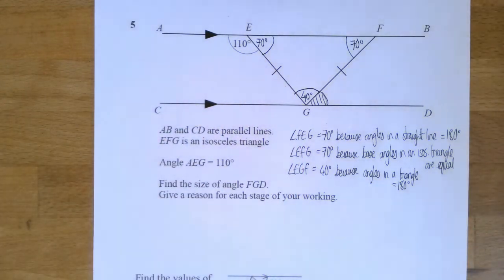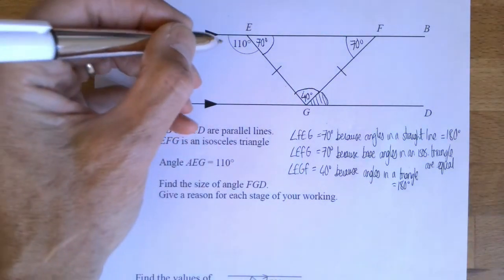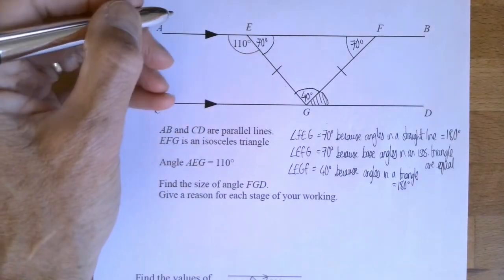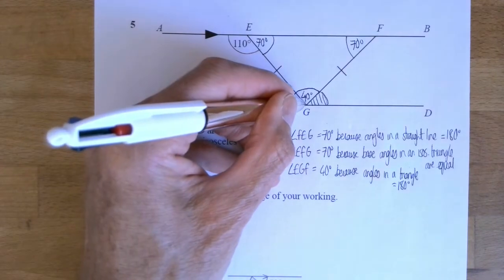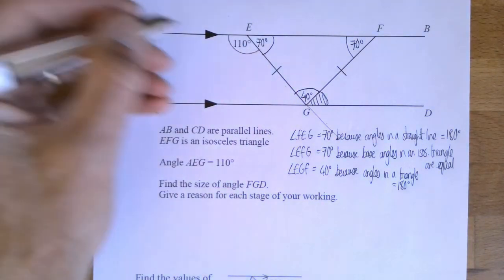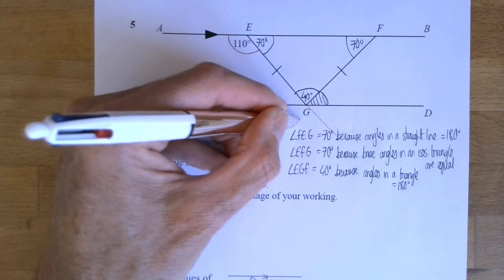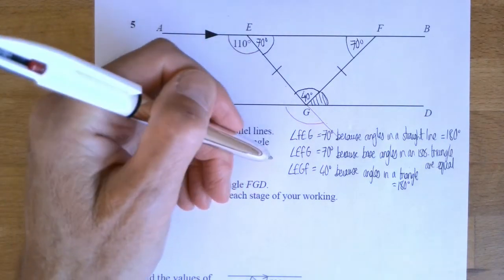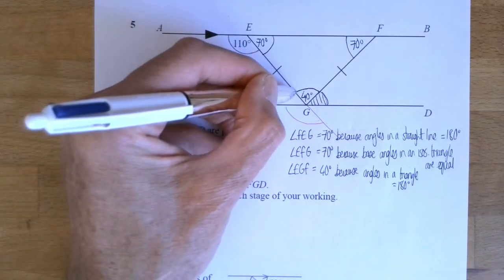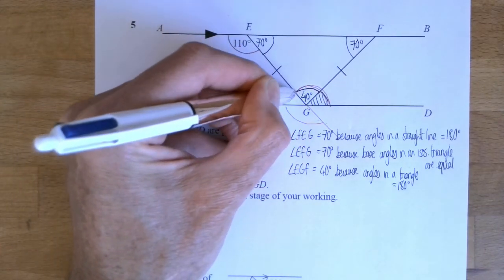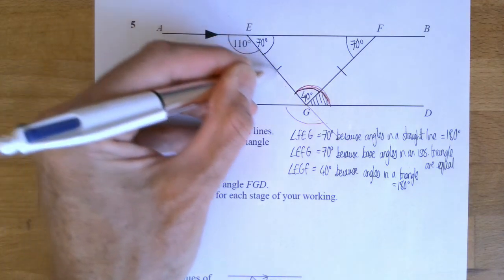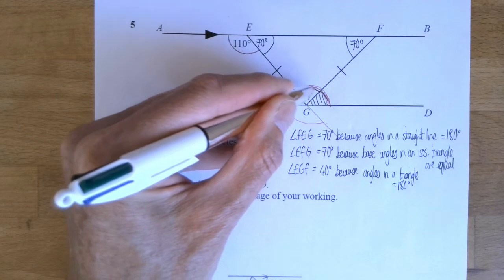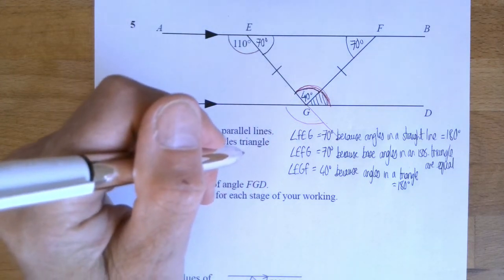Now, here come the parallel lines. I've got an angle of 110 here. So that means that, remember we said about extending the lines? This is also an angle of 110 here. That's a corresponding angle. It's the same angle at that bottom junction. I also know, therefore, that this angle is 110 because it's an alternate angle to that one. So these two angles together make 110 degrees.